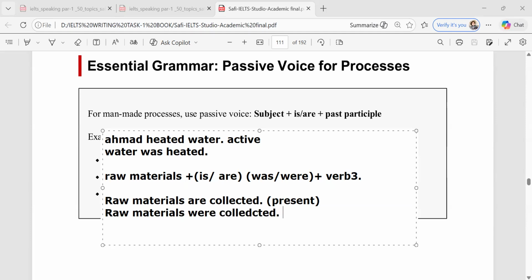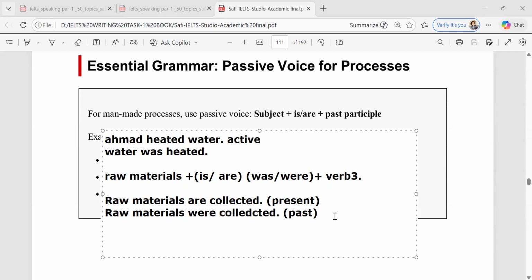So now the difference is only in the auxiliary. If it's present, I can say are or is. If it's in the past, we use were or was. Or if it's in the future, then we can say will be. In that case, the auxiliary verb will be will be. Simply, we can use for the future will be.